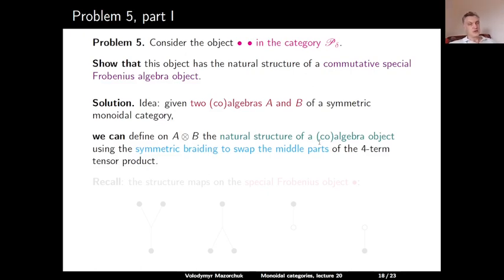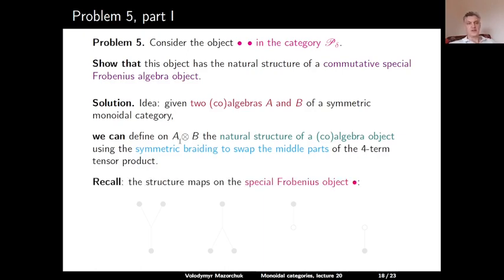But this is not totally trivial, because when you define multiplication and comultiplication naively, it will not end up in A tensor B tensor A tensor B. It will end up in something like A tensor A tensor B tensor B. So in order to have the comultiplication defined in the correct way, you need to use a symmetric braiding for the middle components. So with this in mind, we just give the following definitions.